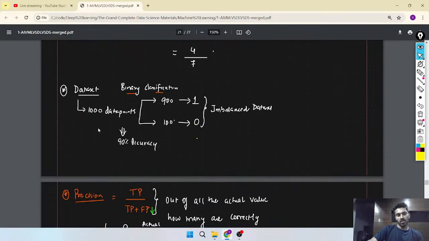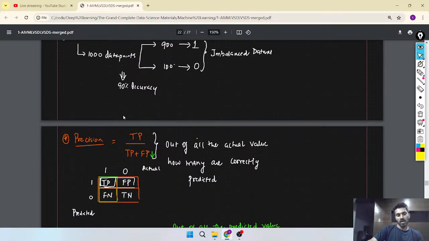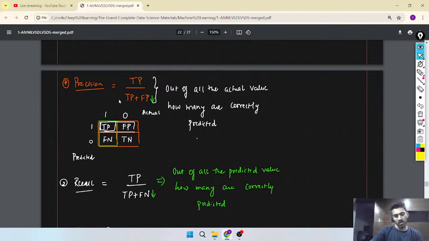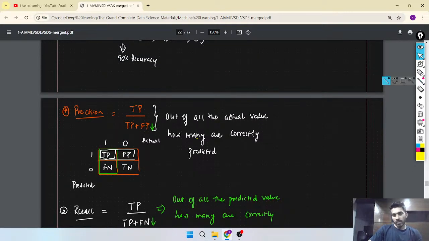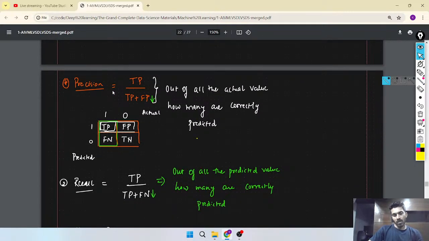To handle this imbalanced data set, we have other techniques, like precision and recall. Precision is true positive divided by true positive plus false positive. Out of all the predicted positives, how many are correct. Now I will explain this precision formula.